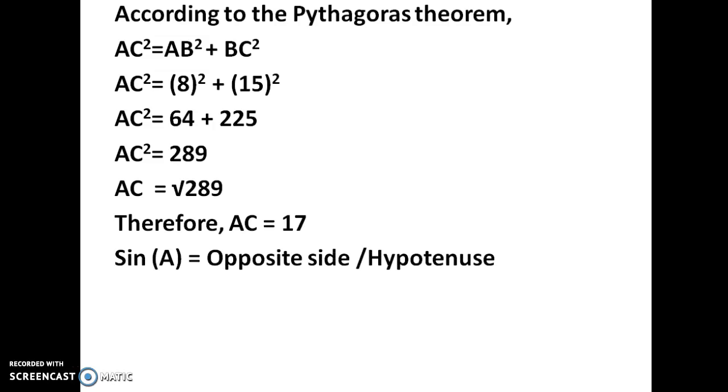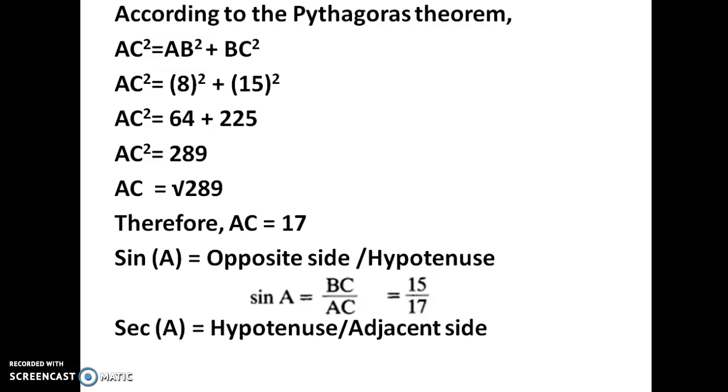Now we have to find out the value for sine A. Sine formula is opposite by hypotenuse. Opposite is BC, so BC length is 15, and hypotenuse AC is 17. So substitute those values. I got sine A equal to 15 by 17.